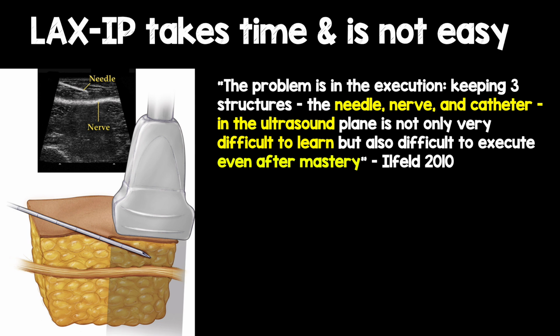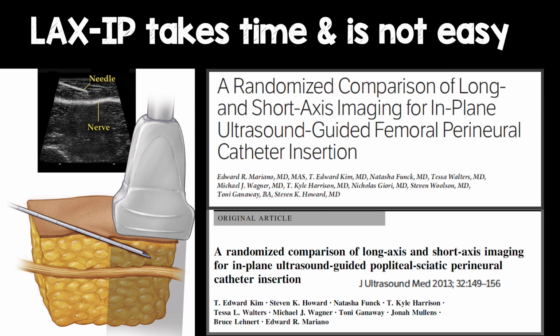A quote from the paper says, the problem is in the execution, because you've got to keep three structures, the needle, the nerve and the catheter all in a line, and it's difficult to learn, but also difficult to execute even after mastery. So perhaps this is not what we should be focusing on. There have been a couple of trials comparing long and short axis imaging for in-plane ultrasound guided perineural catheter insertion, and the lower one was for popliteal sciatic.